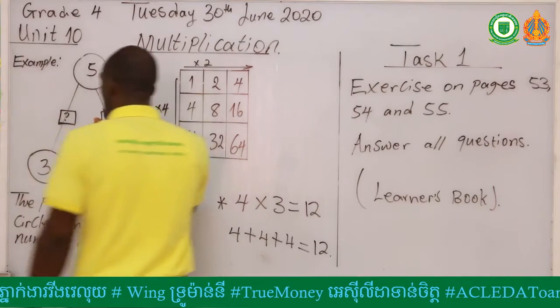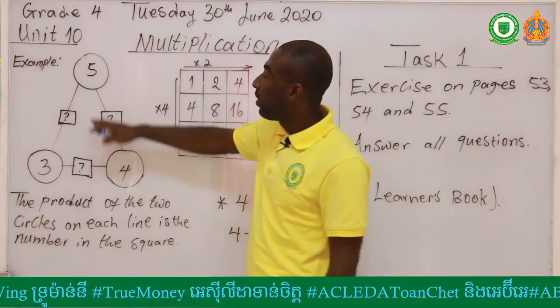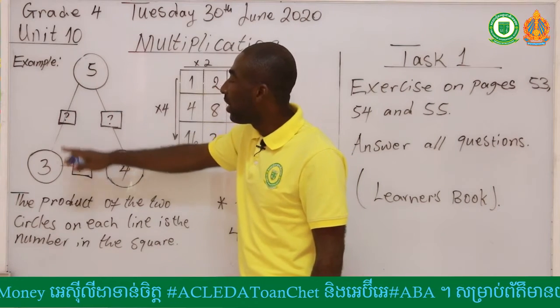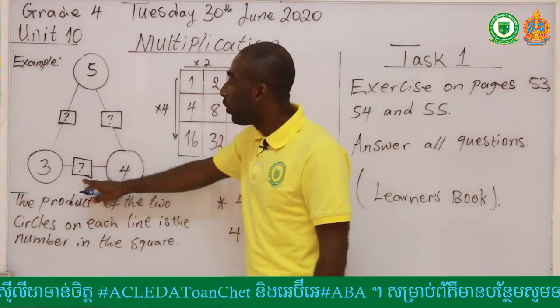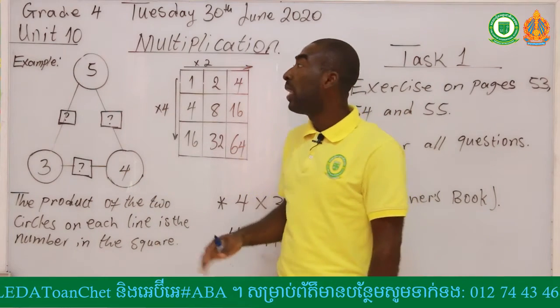Now let's look at our chart here. In this chart, we have 5 here, we have a square here. We need to find what number is here. We have 3 here, we don't know what number is here. We have 4 here, we don't know what number is here.